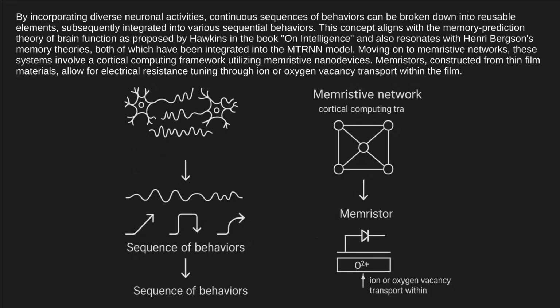By incorporating diverse neuronal activities, continuous sequences of behaviors can be broken down into reusable elements, subsequently integrated into various sequential behaviors. This concept aligns with the memory prediction theory of brain function as proposed by Hawkins in the book On Intelligence, and also resonates with Henri Bergson's memory theories, both of which have been integrated into the MTRNN model. Moving on to memristive networks, these systems involve a cortical computing framework utilizing memristive nanodevices. Memristors, constructed from thin film materials, allow for electrical resistance tuning through ion or oxygen vacancy transport within the film.